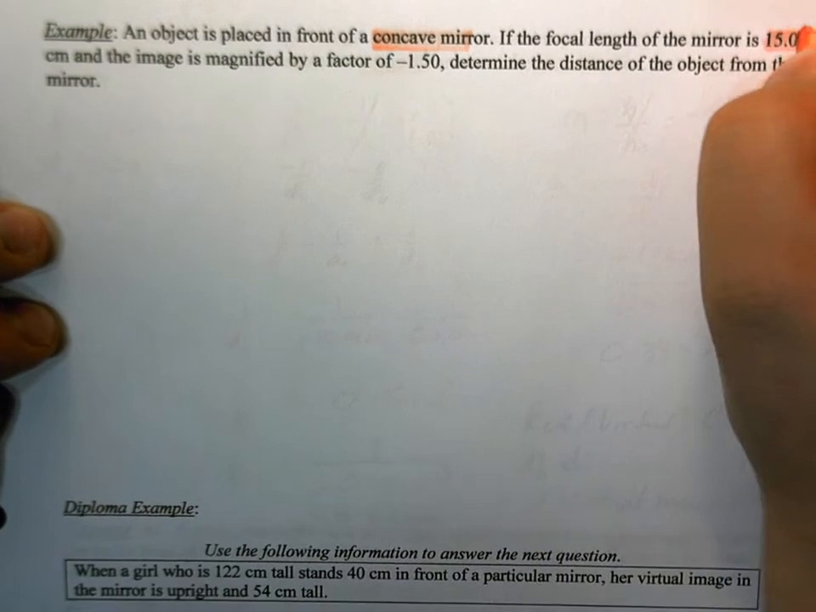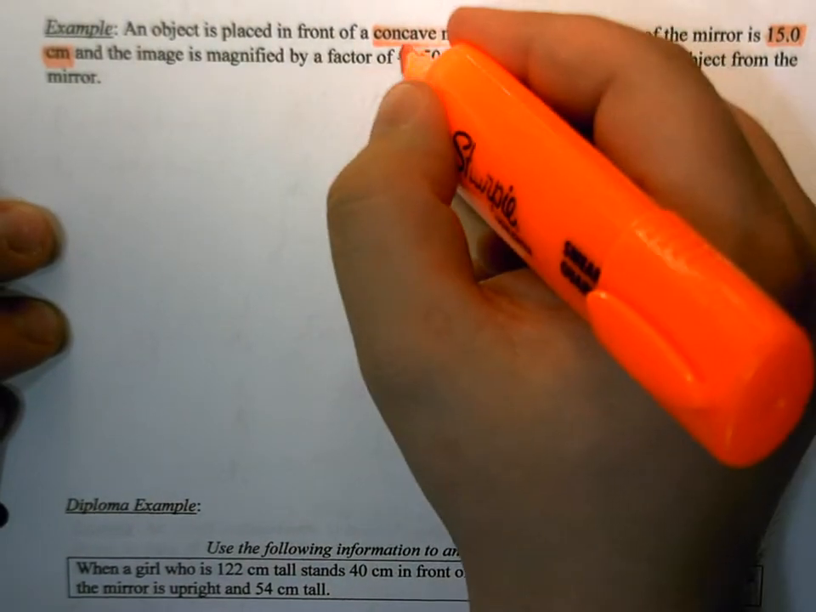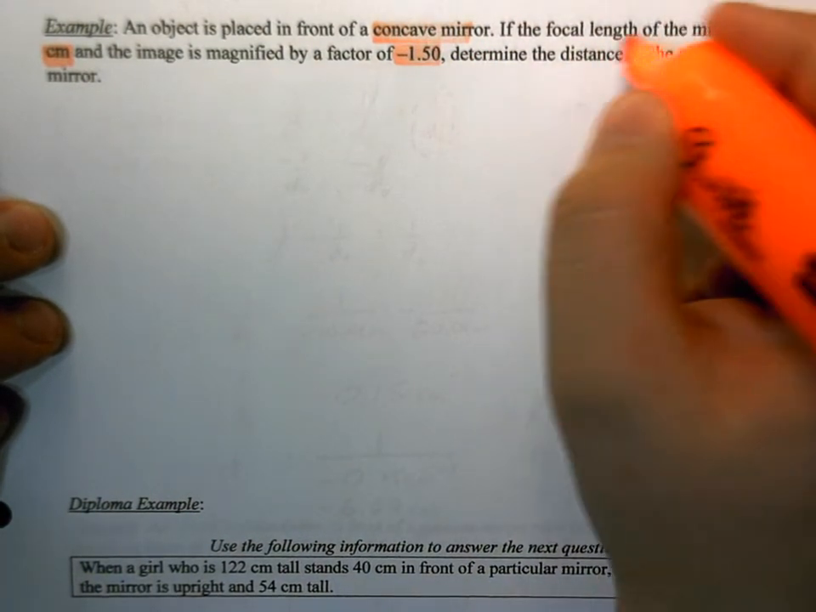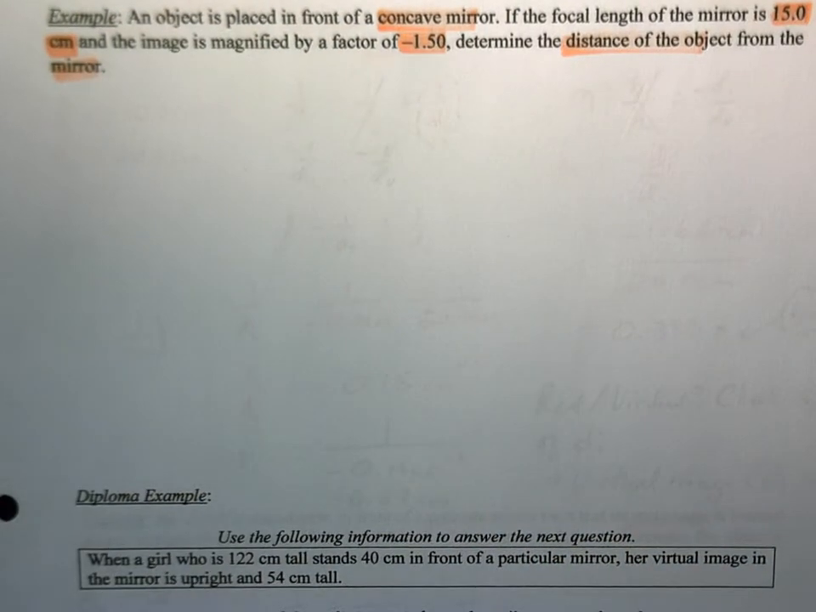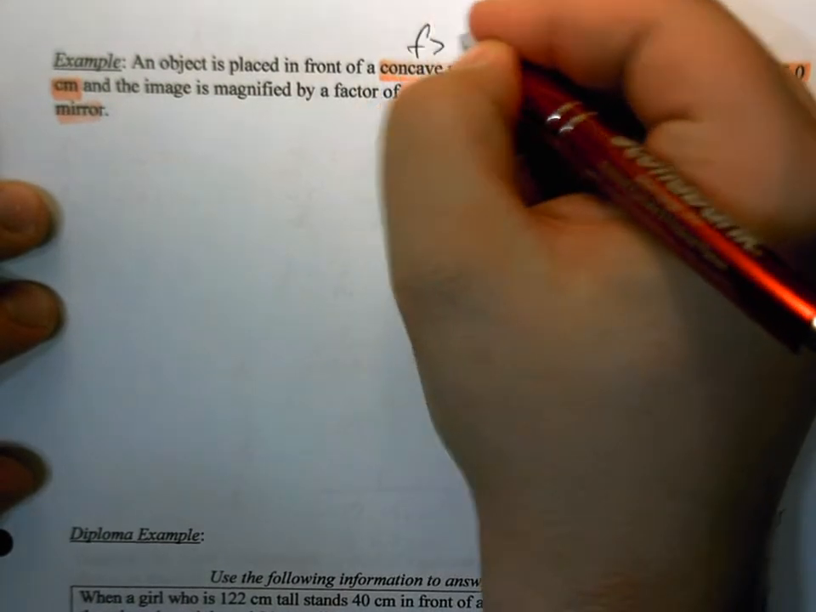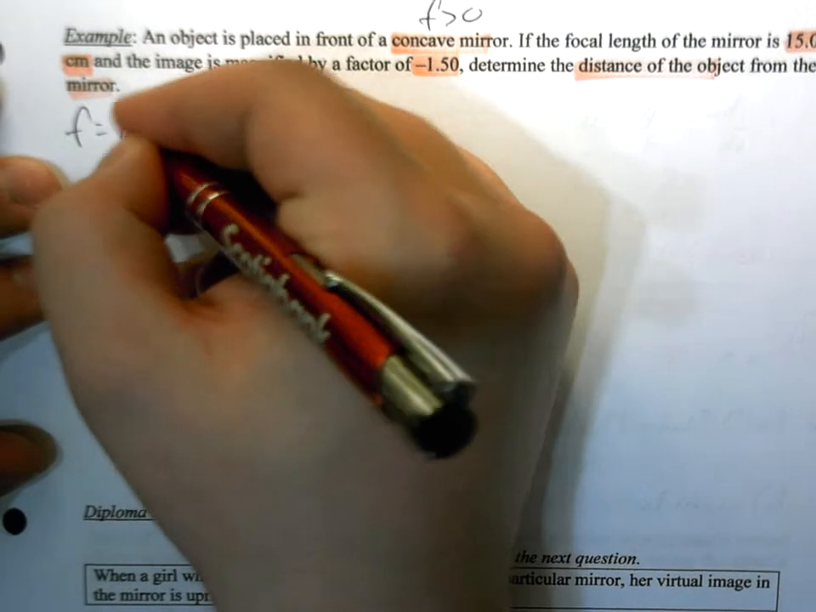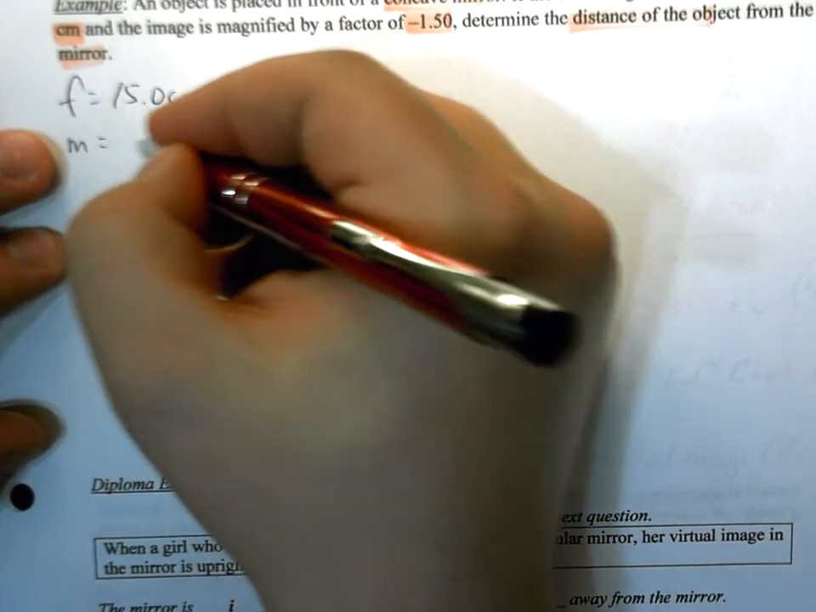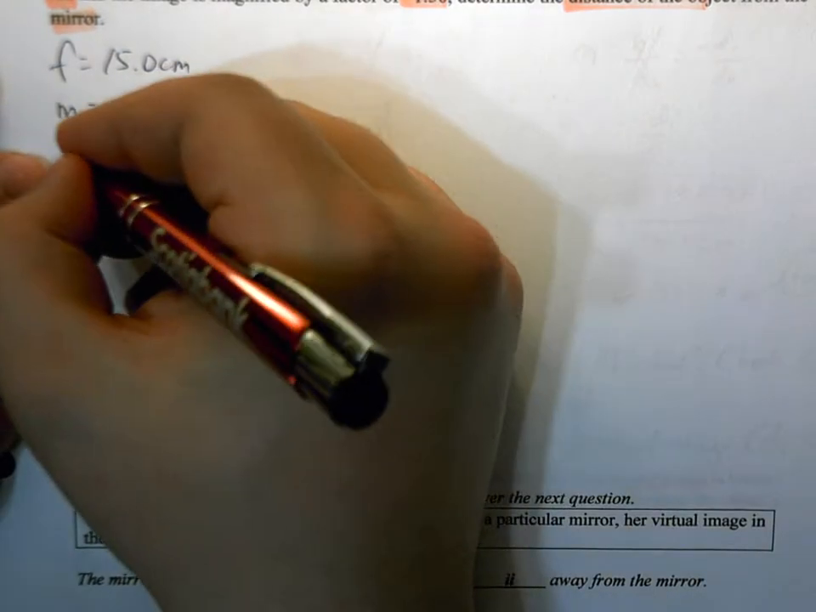So we're told that the focal length of this mirror is 15 centimeters, and we're told that the image is magnified by a factor of negative 1.50. So we want to determine the distance of the object from the mirror. Alright, we got a lot going on in this question, so let's see. It's a concave mirror, which means the focal length is positive. We're told the focal length is 15 centimeters, we can just leave that be, and the magnification is negative 1.50. So we would like to determine DO.